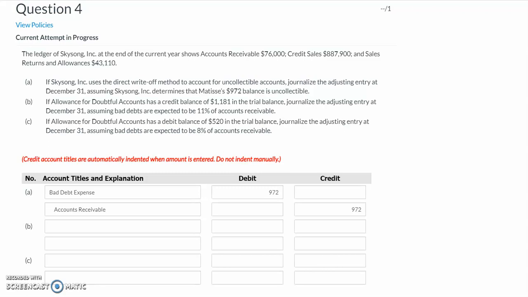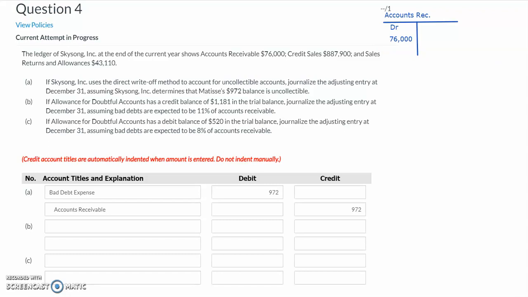So I'm going to start off this problem by drawing out the T account for the balances that we are given at the beginning of this problem. We have our accounts receivable balance, which will be a debit balance. And in my problem right here, my debit balance is $76,000.